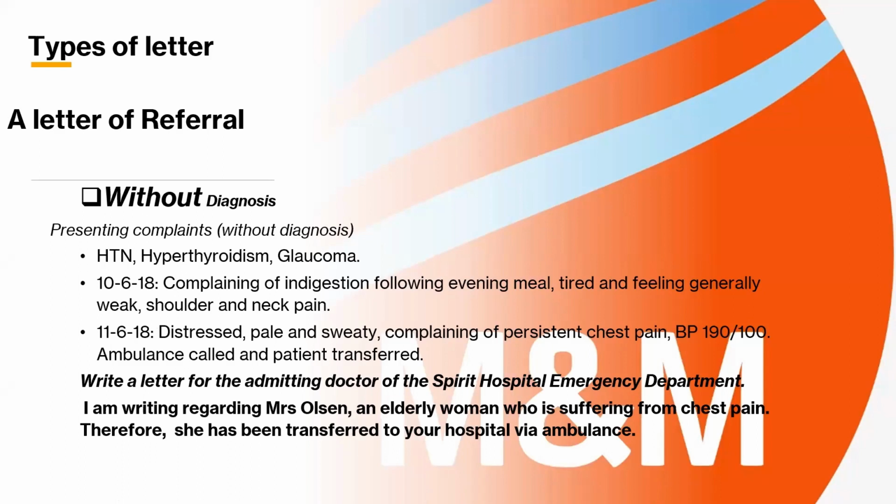On the very next day, 11/6/18, the patient came again in a state of distress, pale, sweating, complaining of persistent chest pain with elevated blood pressure. Due to the intensive nature of the symptoms, we called the ambulance and the patient is being transferred. So you can see there is no diagnosis being made over here. We can write down exactly the symptom as it is.